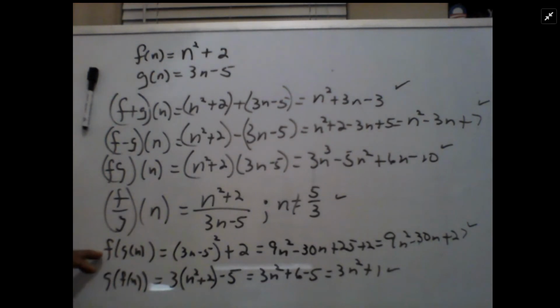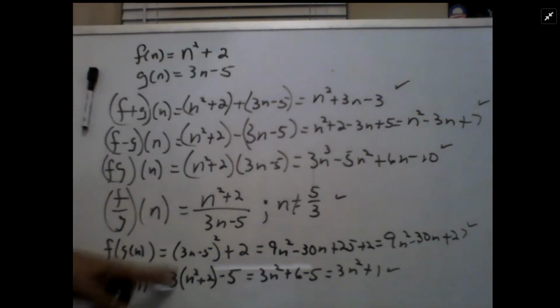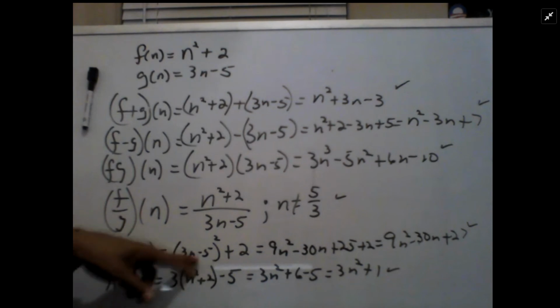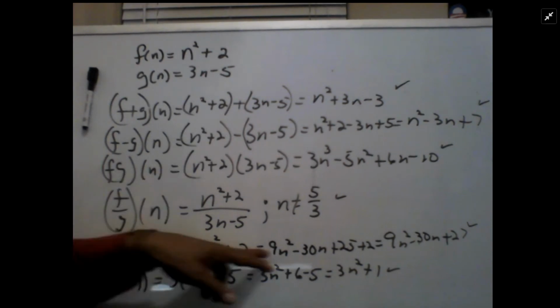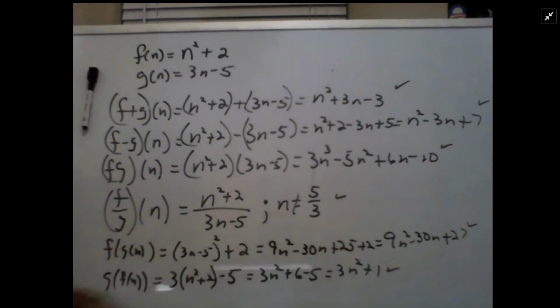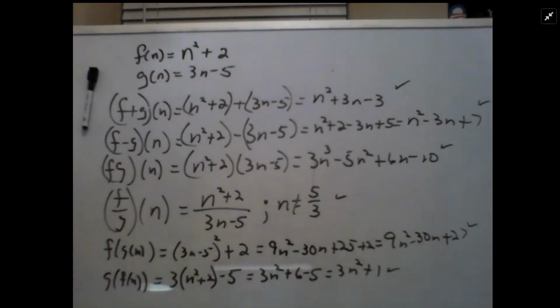And finally, composing the f of g of n, the n squared plus 2 becomes 3n minus 5 squared plus 2. Multiplying the 3n minus 5 as a binomial, 3n minus 5 times 3n minus 5, is 9n squared minus 30n plus 25 plus 2, for a final answer of 9n squared minus 30n plus 27.